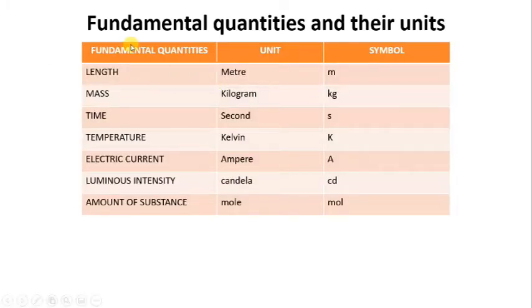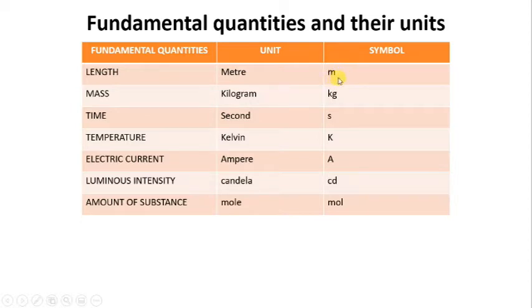So here is the tabular column for fundamental quantities and their units. There are 7 fundamental quantities, namely length, mass, time, temperature, electric current, luminous intensity, amount of substance. The unit and symbol of all these 7 fundamental quantities are given here in this tabular column. We can see it one by one.